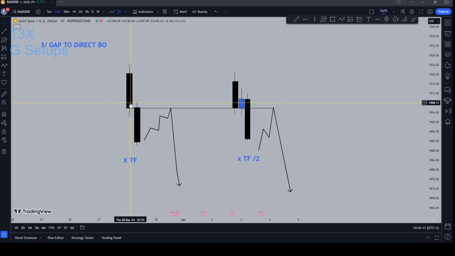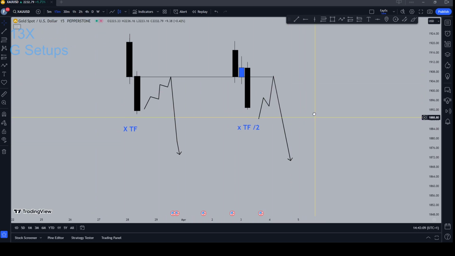We have a fresh gap in X time frame. One time frame lower than this, we got a direct breakout. Price will go up, visit that level and go down. We use this when there are big moves in the trend, especially in the New York session. This is the third entry on gaps.